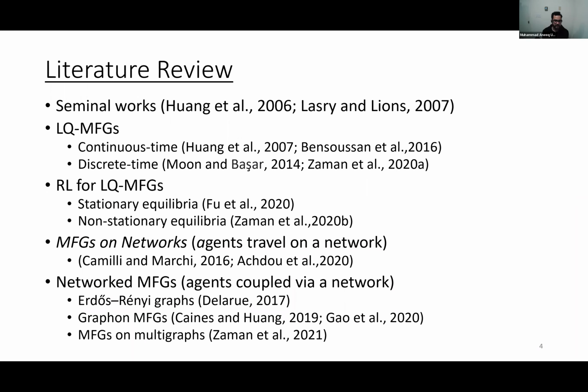Moving on, a very brief literature review of mean field games, and linear quadratic mean field games in particular. The work was started by Huang et al. and Lasry concurrently in 2006-2007. Linear quadratic mean field games is an important benchmark in this literature. The earliest works were in continuous time, and then the interest in discrete time became greater due to applications for RL and other settings.